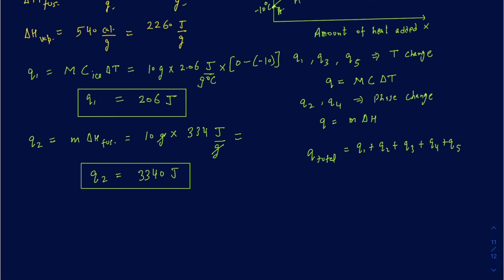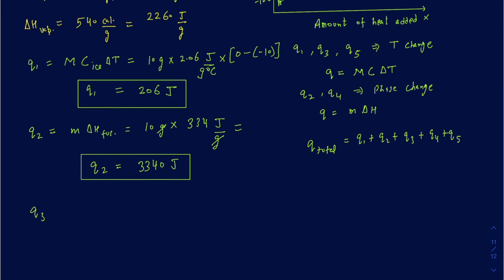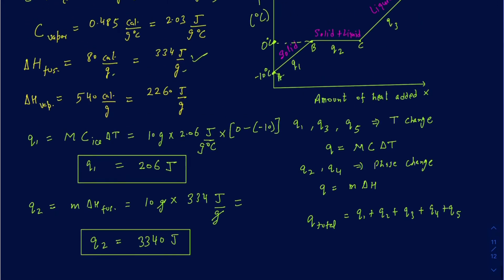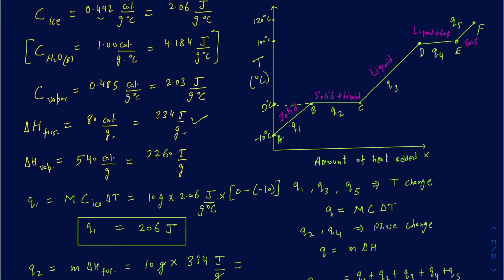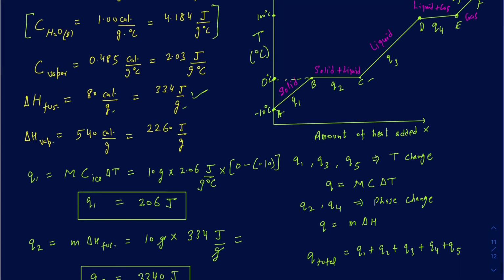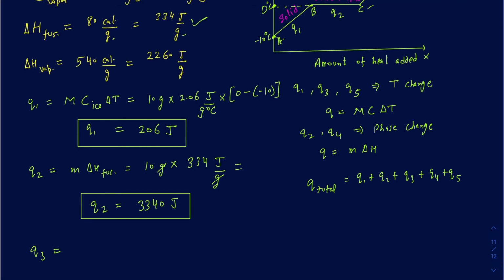Let's calculate Q3 now. If I go back and double check where Q3 is on that curve, Q3 is going from 0 to 100, so there is only a temperature change. The phase change does not take place there. So I'm going to be using mc times delta T for liquid water.